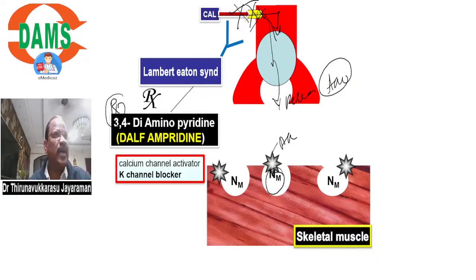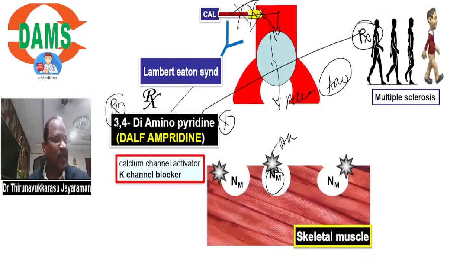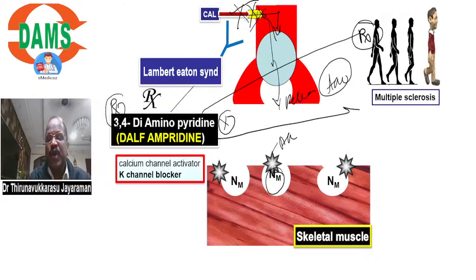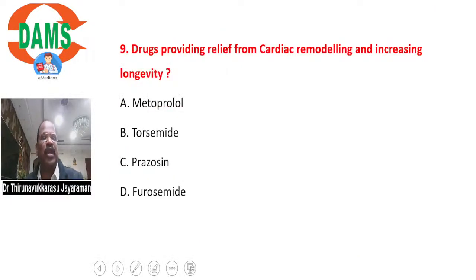And an extra point: dalfampridine is not only useful for treatment of Lambert-Eaton, it is also useful for treatment of multiple sclerosis. Here, the drug is going to improve the walking capacity. The purpose of using dalfampridine in MS patients is to improve walking capacity. That's the extra point. Now look at the question.